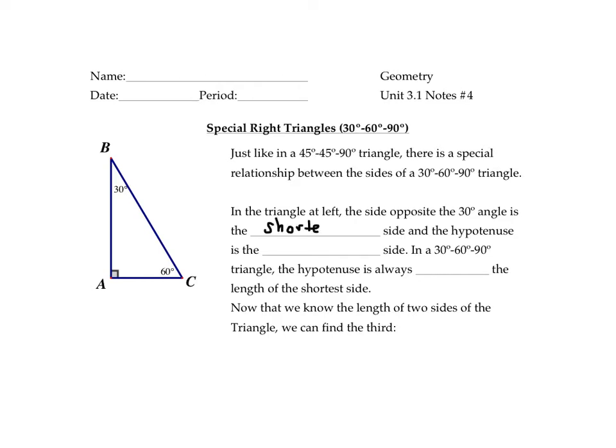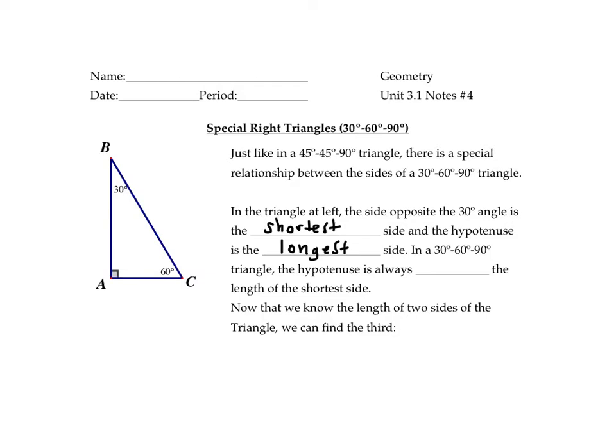of the triangle, and the hypotenuse is the longest side. Remember, we've talked about the hypotenuse being the side opposite the 90 degrees angle, and because 90 degrees is the largest angle in the triangle, then the side opposite that has to be the longest side in the triangle.